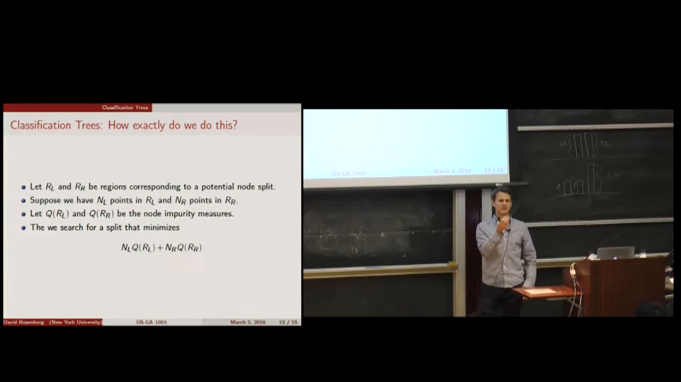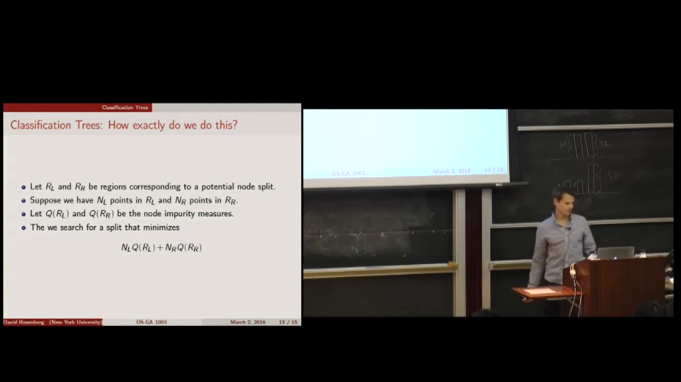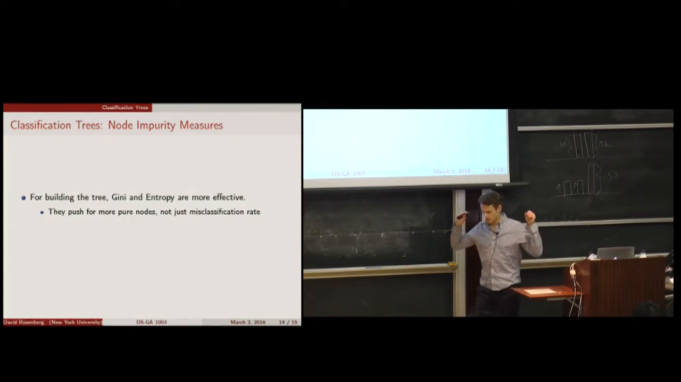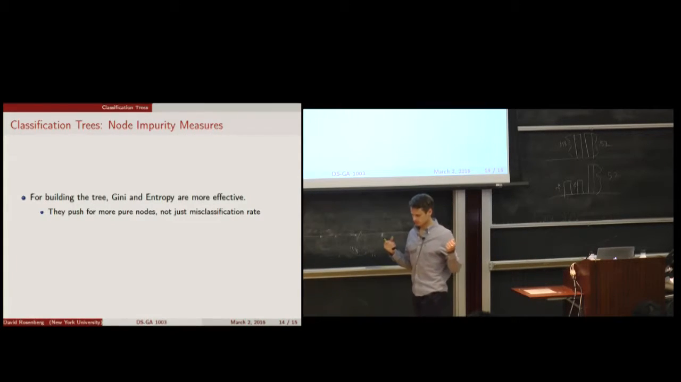Anyone else have a thought on that? Good. Okay. All right, so as we kind of mentioned, Gini and entropy are the preferred methods for growing the tree because they tend to get more pure nodes.